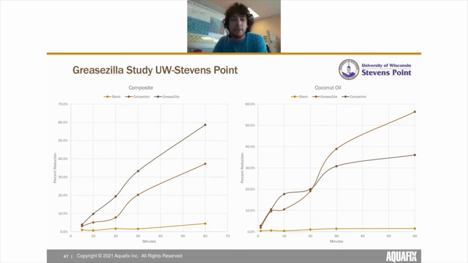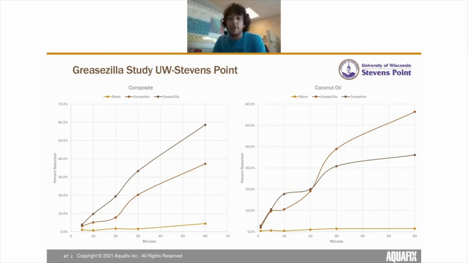But here's an interesting thing. You can see how a biocatalyst product like Greasezilla might differ a little bit from a solvent product, in some cases more than other cases. In some cases, you'll see much better results with Greasezilla, and in some cases, they'll be closer together. But in our composite grease, which is a blend of coconut oil, lard, and butter, we were seeing greater performance with Greasezilla versus the competitor product in terms of total fat reduction.